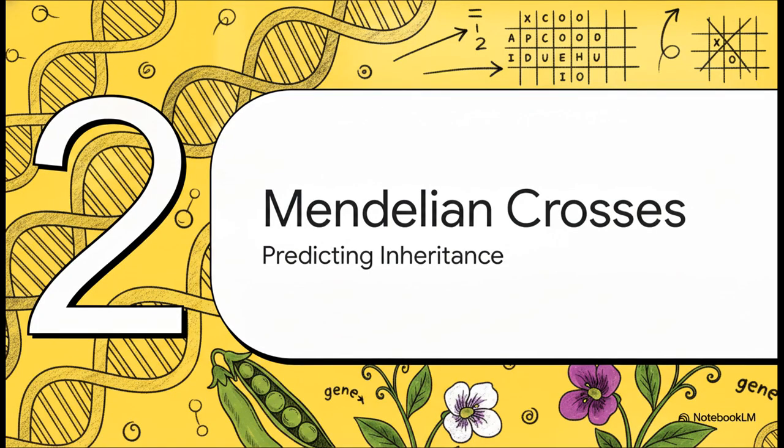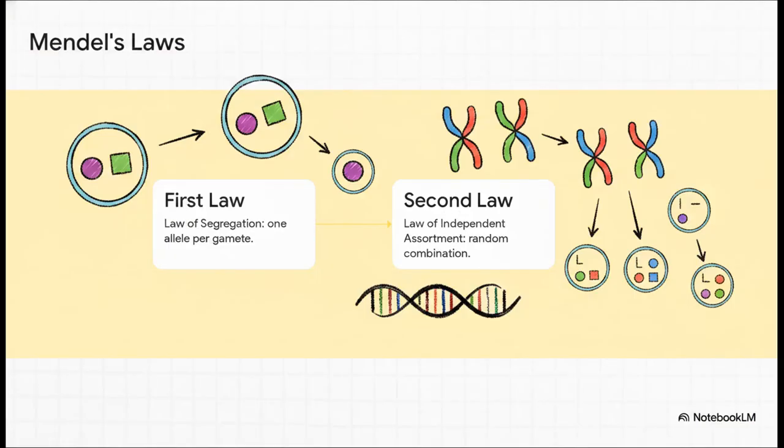Which brings us to Section 2, solving Mendelian crosses. Gregor Mendel left us with 2 golden rules. His first law, the law of segregation, essentially means a trait is controlled by a pair of alleles, but a gamete only ever inherits one of them. Then there's his second law, the law of independent assortment. This means that during gamete formation, alleles from different pairs just mix and match completely at random. And that randomness is completely key when we start tracking multiple traits all at once.